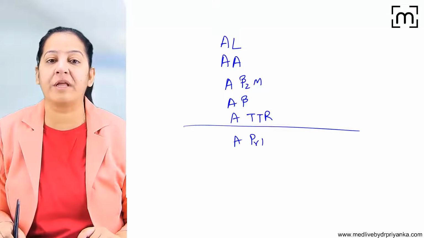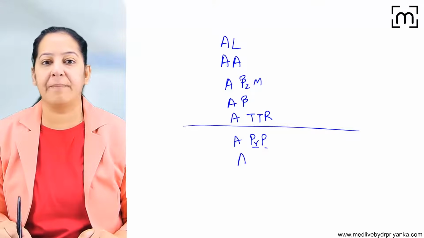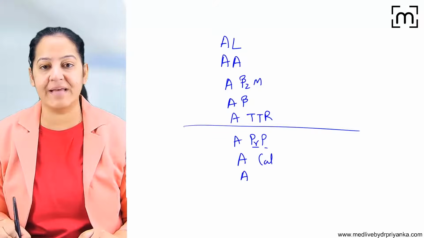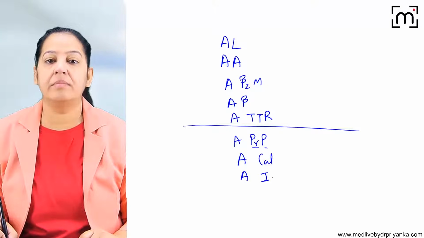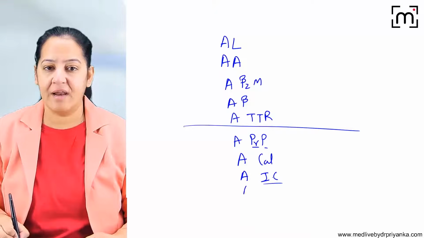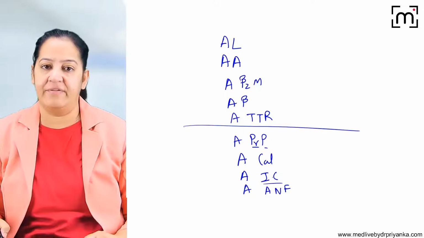Amyloid prion protein, PrP. The next is amyloid cal, which is calcitonin. The next is amyloid islet cell, so islet cell amyloid, which is seen in type 2 diabetes. And the last one is amyloid atrial natriuretic factor, so it is ANF. So learn these 4.